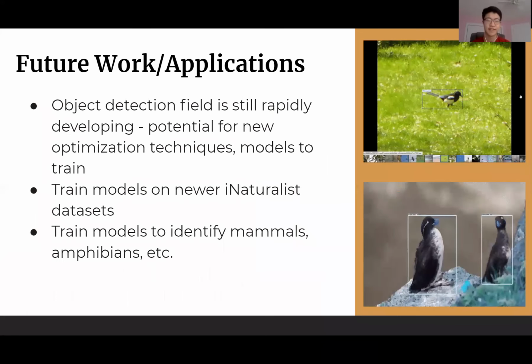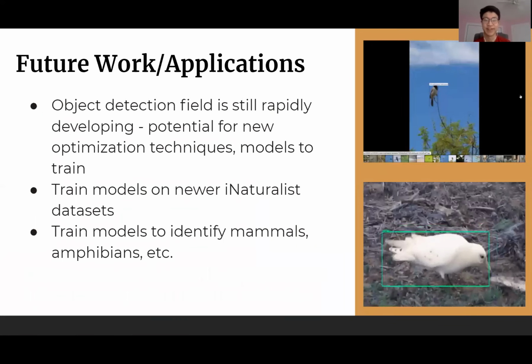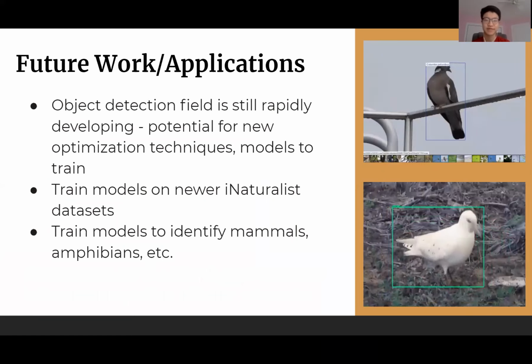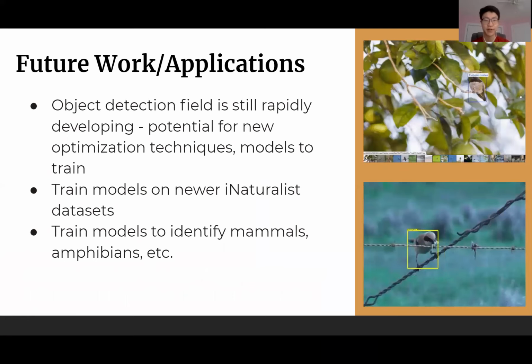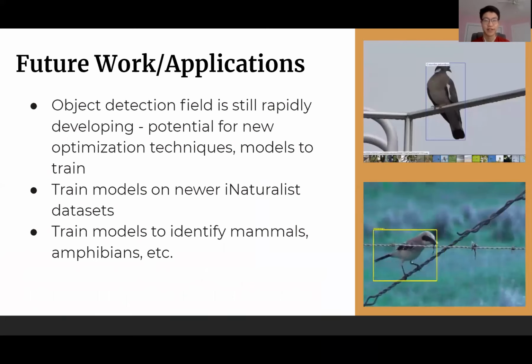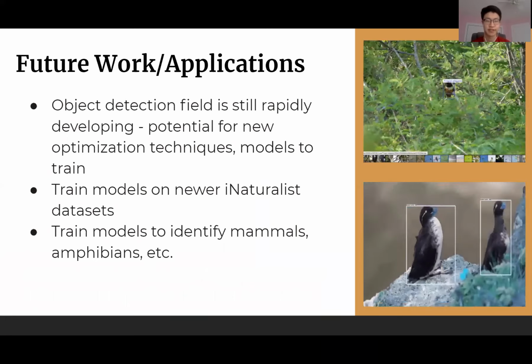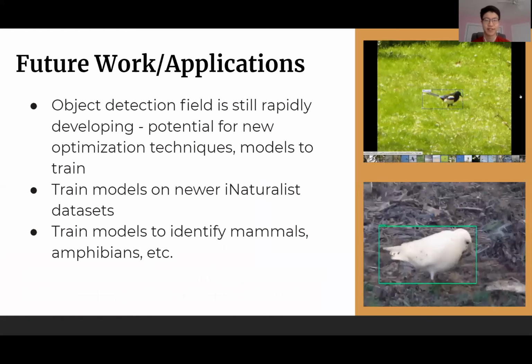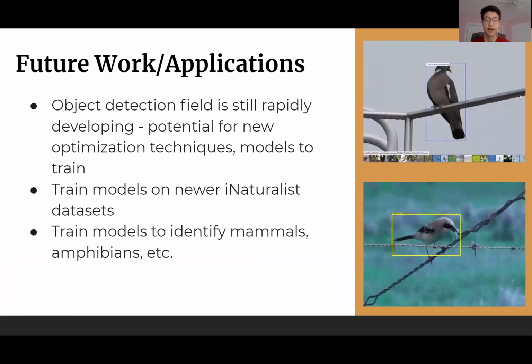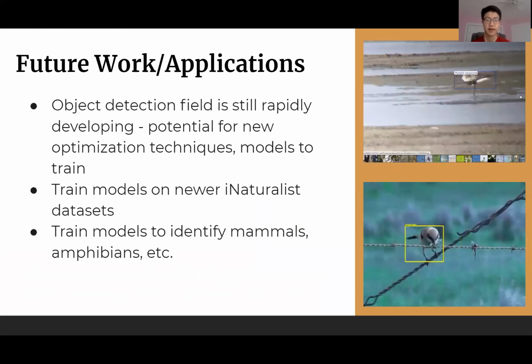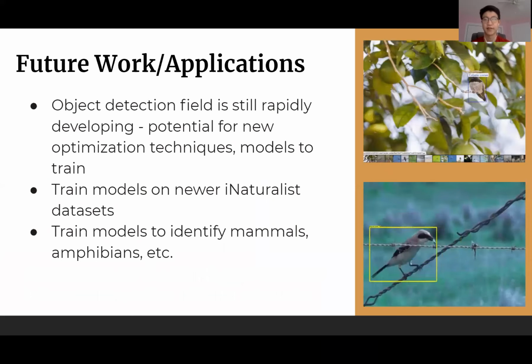So looking ahead, this field is moving very, very fast. Just recently, the object detection API that we were working with was updated to work with TensorFlow 2. We were currently using TensorFlow 1. So within the project, advances are always being made. And this can apply to different optimization techniques that come out and can be applied as well.